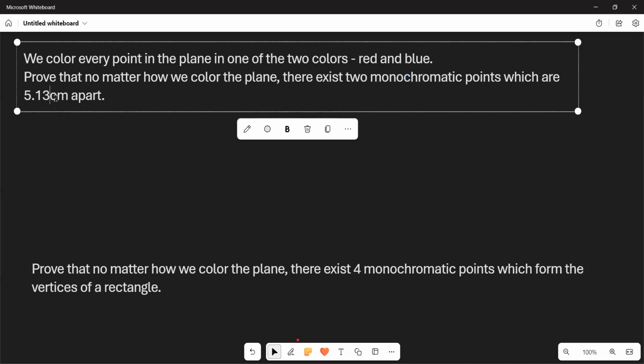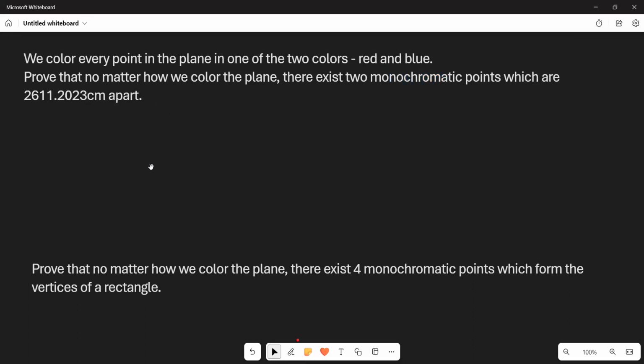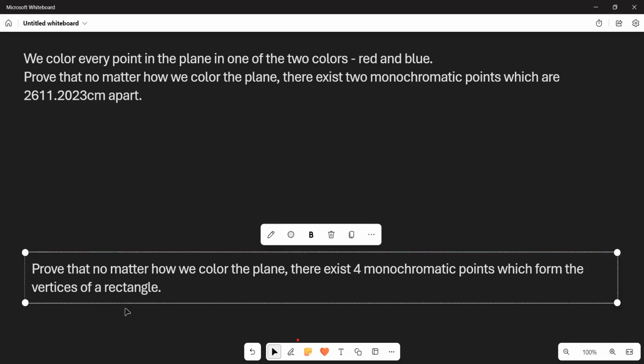Okay. We can also make this more interesting. Today is 26/11/2023. So I'll say 26.112023 centimeters. Yes, ma'am. Do we have to write everything? We have to prove that, no matter how you color, there will always be some 2 points which are that many centimeters apart. Okay. Thank you.